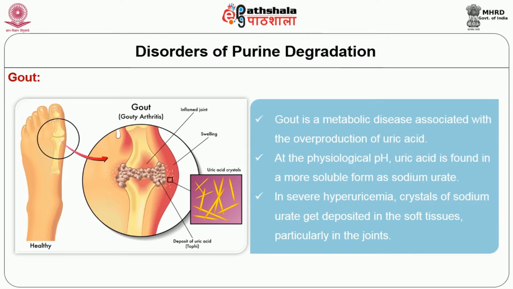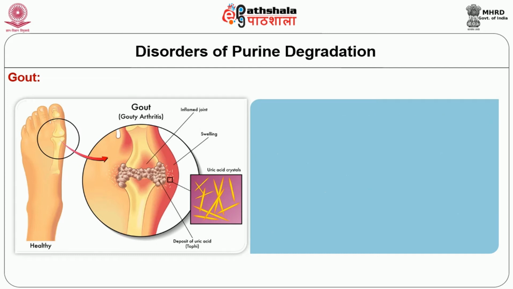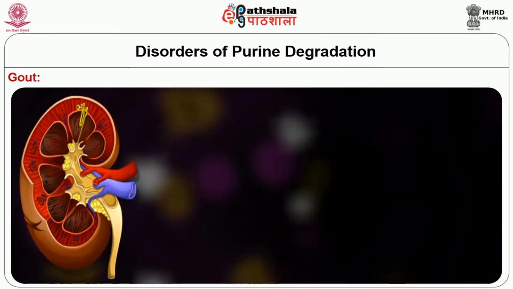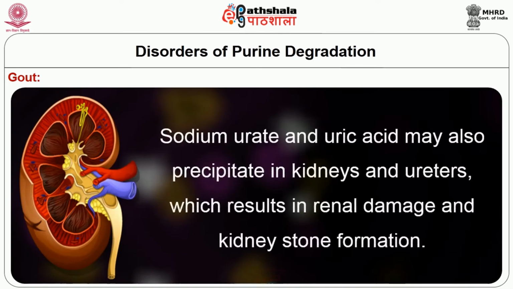At the physiological pH, uric acid is found in a more soluble form as sodium urate. In severe hyperuricemia, crystals of sodium urate get deposited in the soft tissues, particularly in the joints. Such deposits are commonly called as tophi. This causes inflammation in the joints, resulting in a painful gouty arthritis. Sodium urate and uric acid may also precipitate in the kidneys and ureters, resulting in renal damage and kidney stone formation.